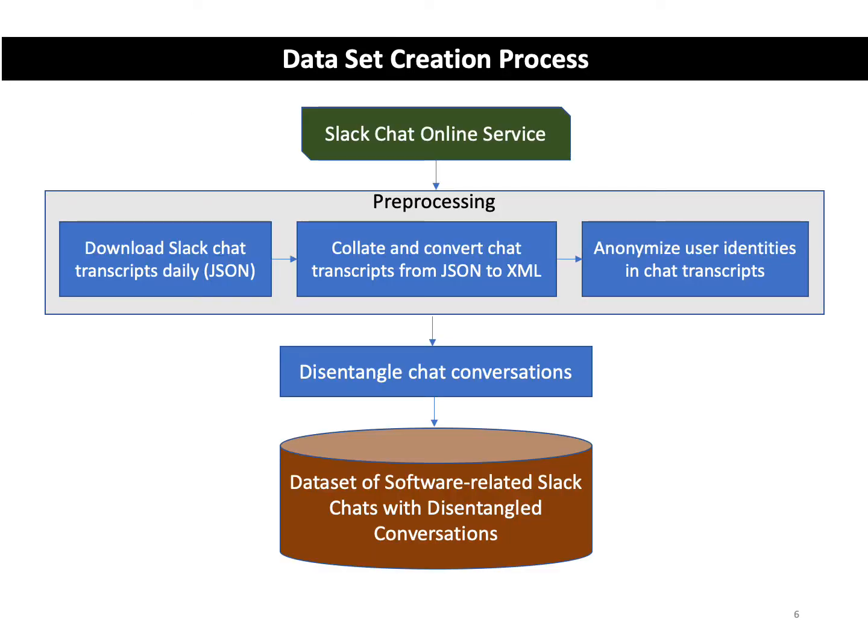Here I will describe the methodology of our dataset creation process. First, we download daily chat transcripts from each Slack channel in JSON. Second, we collate the daily chat transcripts and convert them into XML format. Next, we anonymize the user identities of the chat participants to preserve privacy. Finally, we run a disentanglement algorithm to produce XML attributes that associate utterances with their corresponding conversations.